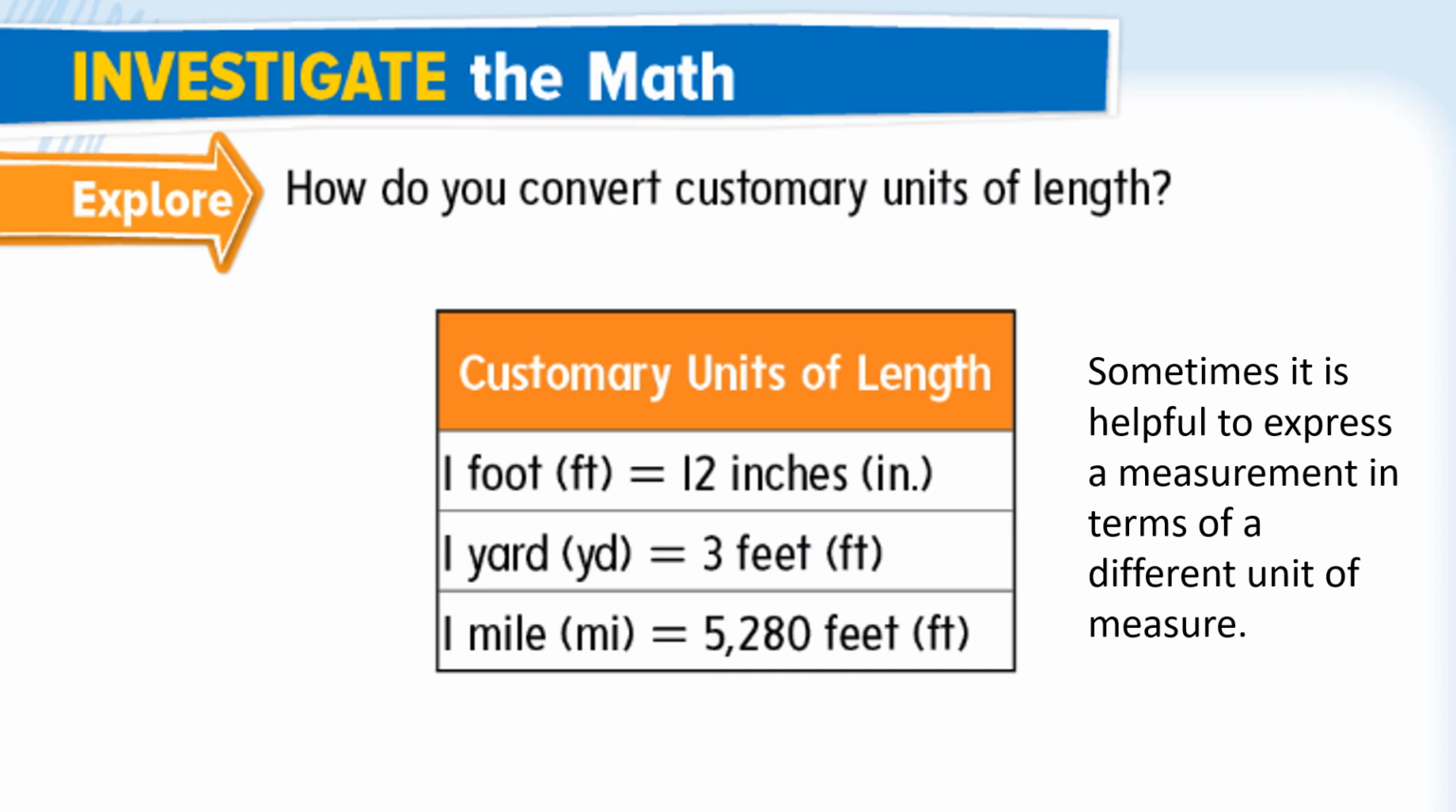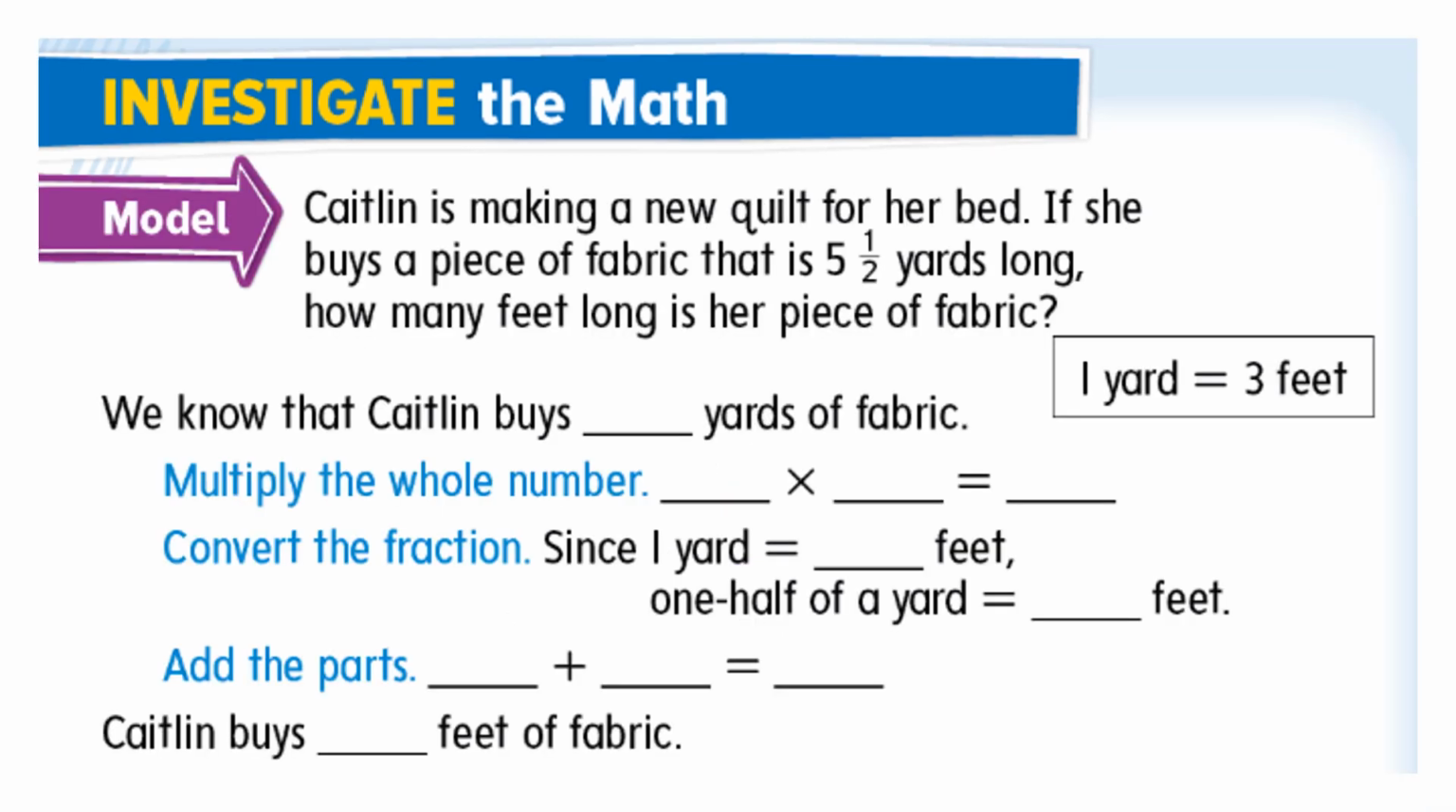Looking at this table right here, you can see that 1 foot is the same as 12 inches. 1 yard is the same as 3 feet, and 1 mile is 5,280 feet. And we're going to use those today to go back and forth between different measurements.